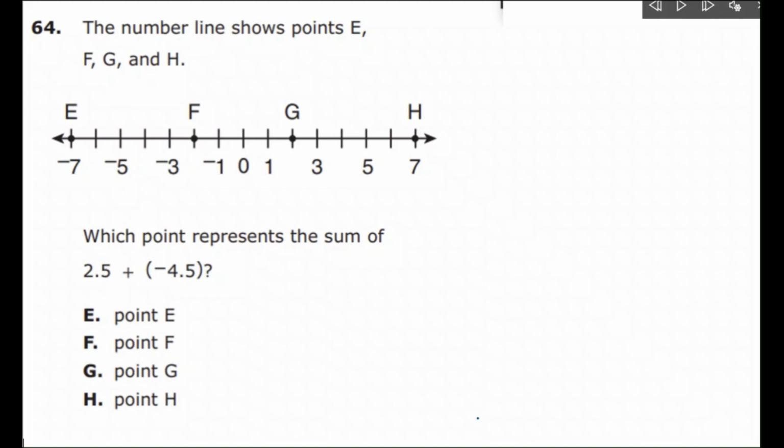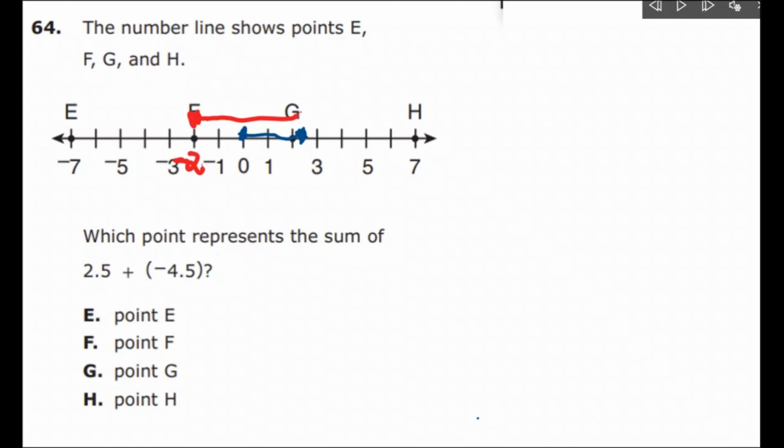Think of positive numbers as moving to the right on a number line and negative numbers as moving to the left. So, 2.5 is a positive number, and we start by moving 2.5 units to the right from 0. But then, we're adding a negative number, which means we'll move in the opposite direction, 4.5 units to the left. Now, since we're moving left more than we moved right, we'll end up in the negatives.